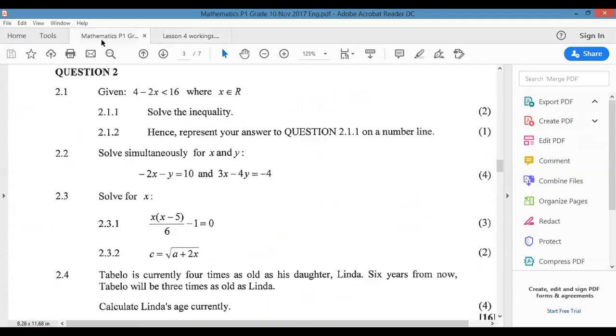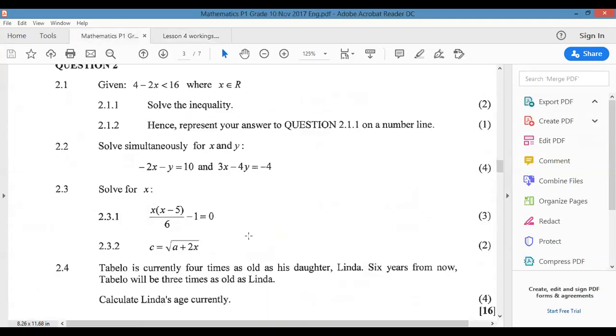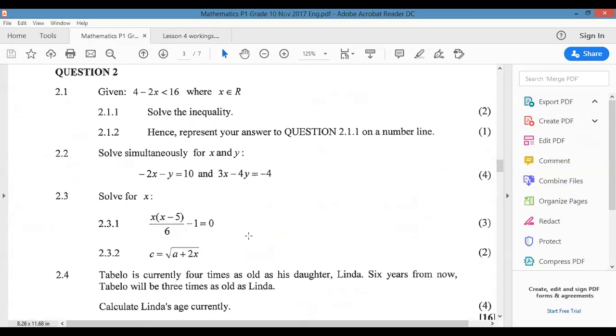Now, let's look at the next question. Now, let's look at 2.3. It says solve for x.